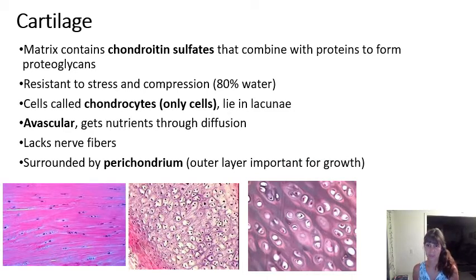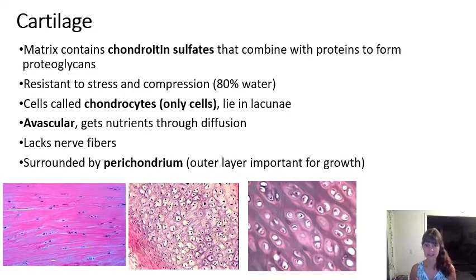Cartilage is a supportive connective tissue. The matrix of cartilage contains a lot of chondroitin sulfate, which will combine with other proteins to form molecules known as proteoglycans. Proteoglycans have a tendency to attract water molecules. That's why cartilage is made up of 80% water. Proteoglycans are also helpful in that they help the cartilage resist stress and compression.